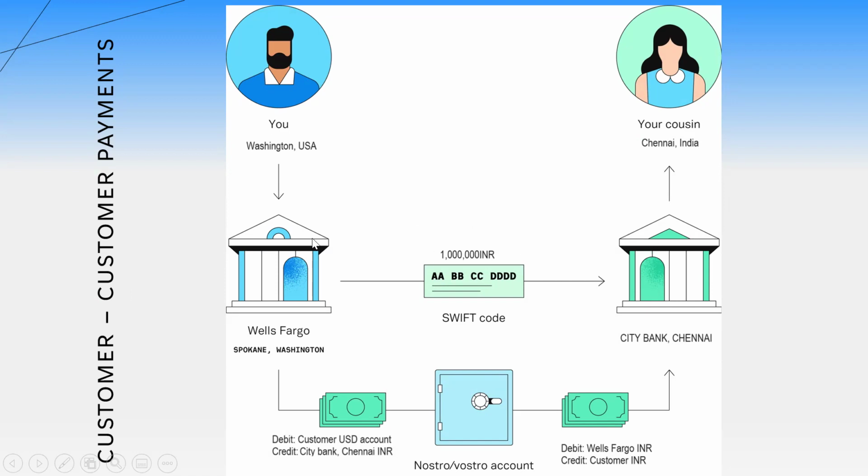If he is sending in USD itself, then 100,000 USD will be sent, and in the message it will go as 100,000 USD. The conversion will happen in Citibank in Chennai.